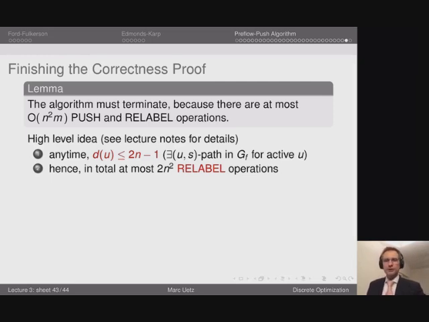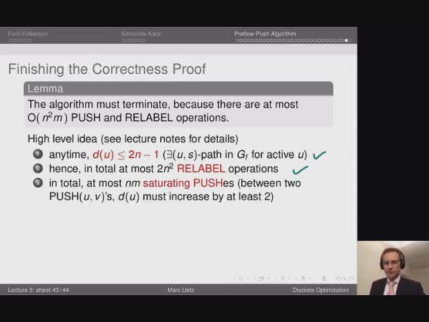And we do the following trick. We split up the push operations into the saturating and the non-saturating push operations. The saturating push operations are those operations where we actually saturate an edge, which then disappears from the corresponding residual graph. The non-saturating push operations are the ones where this is not happening. So the first claim is about the saturating push operations, and I claim that in total, we have at most n times m saturating push operations.